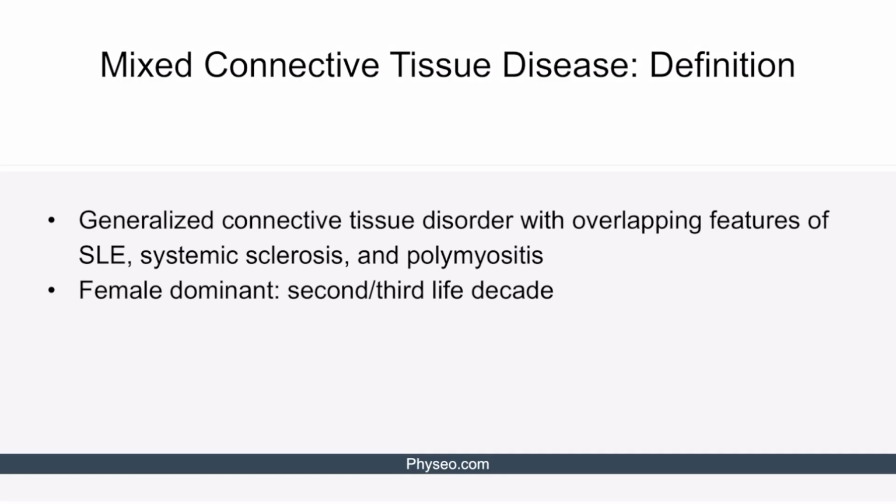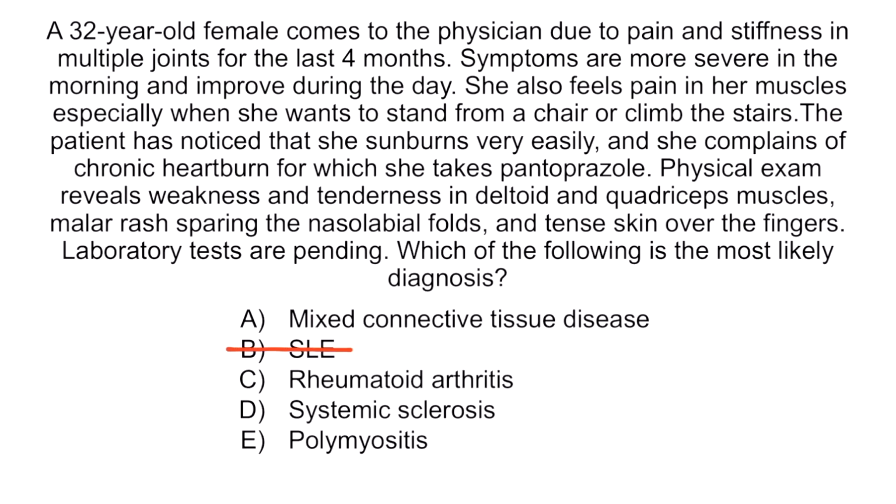Here's a slide reminding us of mixed connective tissue disease. Let's discuss other answer choices. Option B, that is SLE, is incorrect because it would not explain heartburn, muscle weakness, and tense skin. Option C is incorrect because rheumatoid arthritis would not explain sunburns, malar rash, heartburn, and tense skin. Option D is incorrect because systemic sclerosis is not characterized with malar rash or muscle pain. Finally, option E is incorrect because the patients with polymyositis do not have arthritis, sunburns, heartburn, or malar rash. And that concludes our lecture on connective tissue disease.